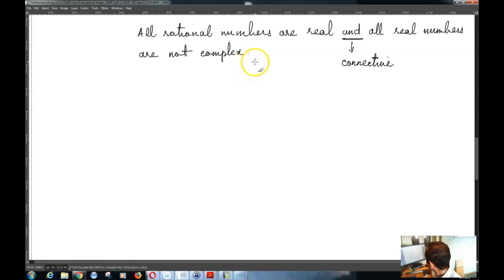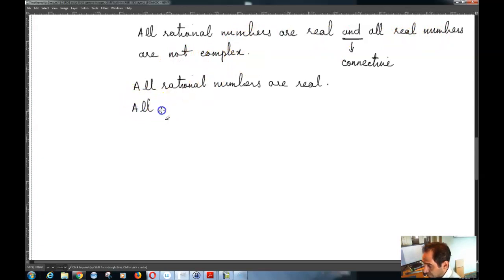So the two component statements are basically all rational numbers are real. And the other component statement is all real numbers are not complex.